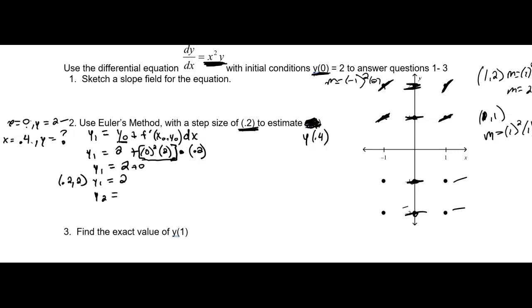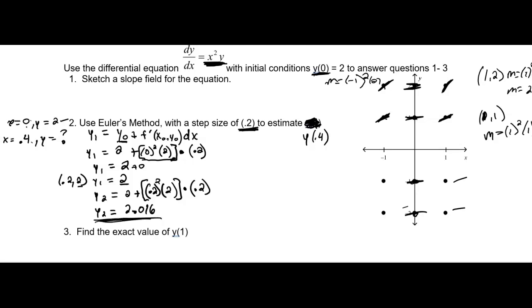For y sub 2, we now use the new y value here, 2, plus the derivative at our new point. And so if you remember, it's x squared times y. X is now that 0.2, and then our y value is still 2. So that's our derivative value. And then times our step size, dx, of 0.2. I'm going to need to plug that in here so I don't mess this up. So give me a second. All right, that, if I plugged it in correctly, is 2.016. So now y sub 2 would equal this.